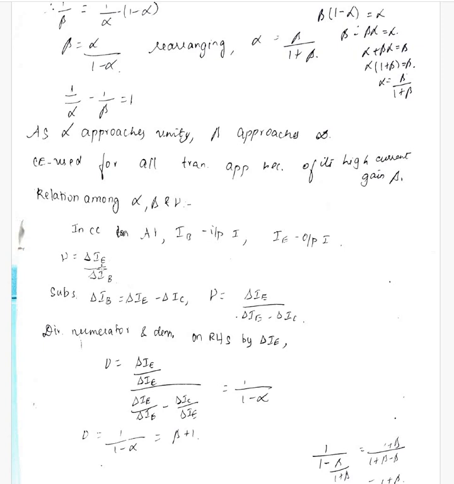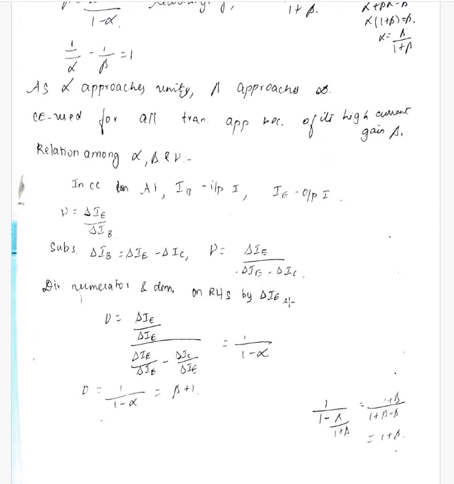Now the relation with gamma. Gamma is the current gain for common collector and it is del IE by del IB. In common collector, output is in the emitter and input in the base. We know IE equal to IB plus IC, so IB equal to IE minus IC. And gamma equal to del IE by, in place of del IB, substitute del IE minus del IC. Dividing numerator and denominator by del IE, this becomes 1 by 1 minus alpha.